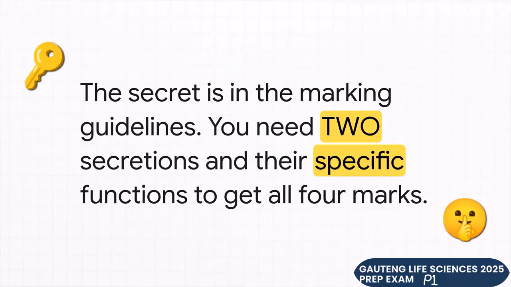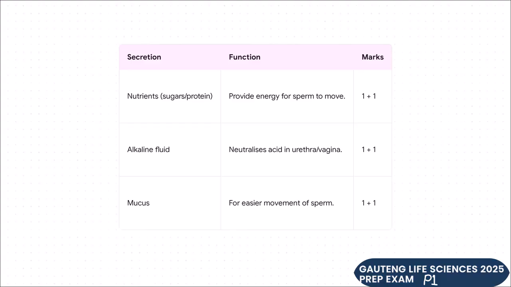And here is the secret weapon, understanding the marking guidelines. For a 4-mark question like this, they almost always want 2 distinct points, each developed. In this case, they're looking for you to name 2 secretions and then state the specific function of each one. That's the magic formula. This table shows you exactly how to get it done.